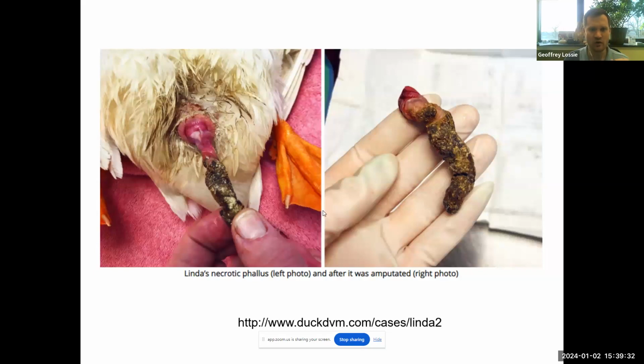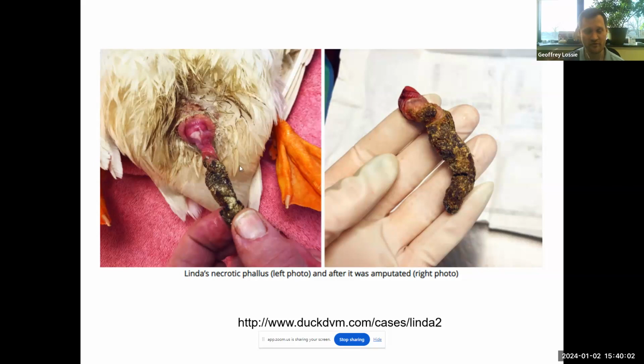I didn't want to leave out waterfowl, though. And as always, this goes for any of these photos, I always recommend that you wear gloves. What you can see in this image is the phallus of a male duck. Waterfowl, so ducks, geese, swans, anything like that, are different than our chickens and turkeys in that males have what we call a phallus.